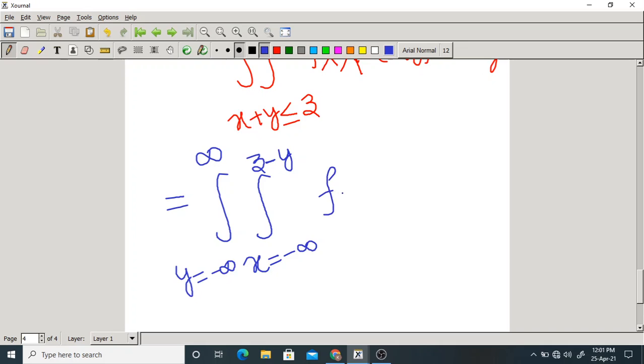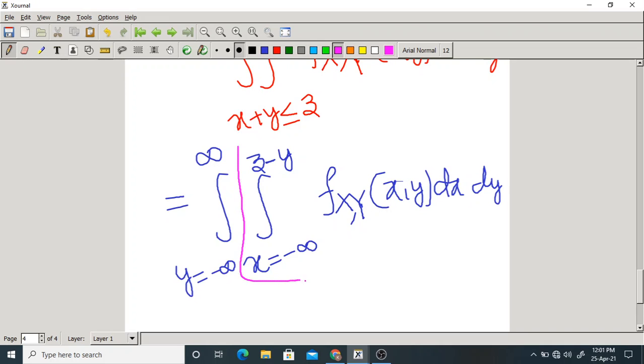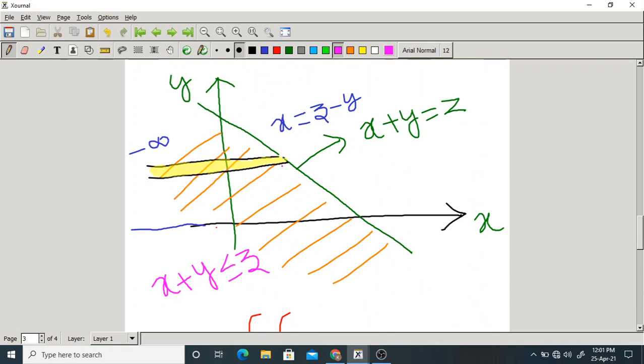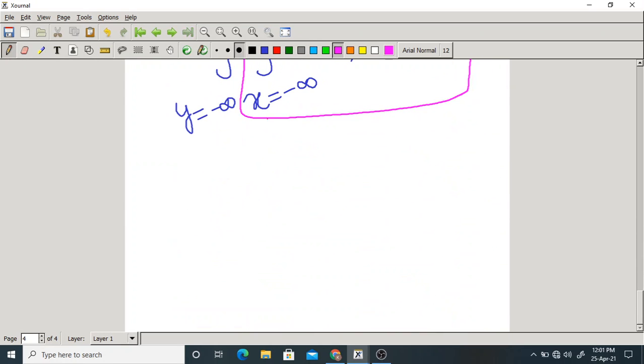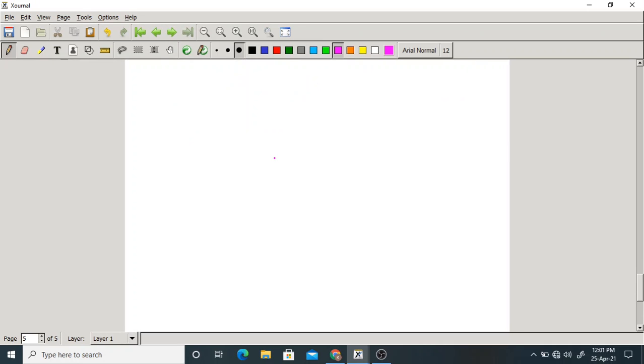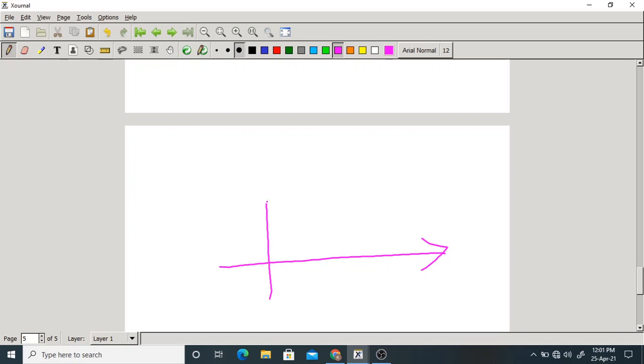Now here we should write f of x comma y, and first we have to write dx. Please be careful. That is the inner integral, dx first, later dy. Make sure that you first write the inner integral and later the outer integral. We are taking a horizontal strip here, or you can take a vertical strip also. There is another possibility.